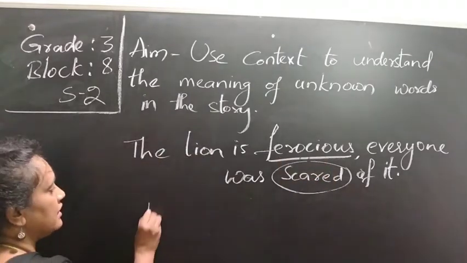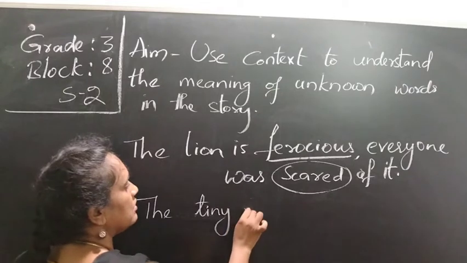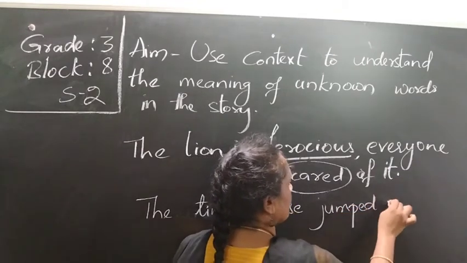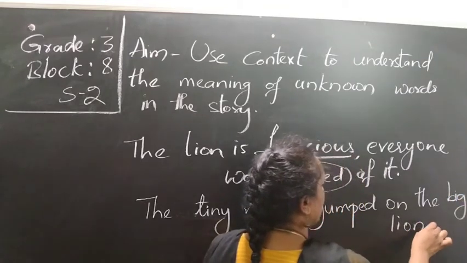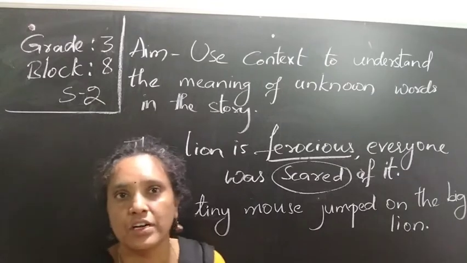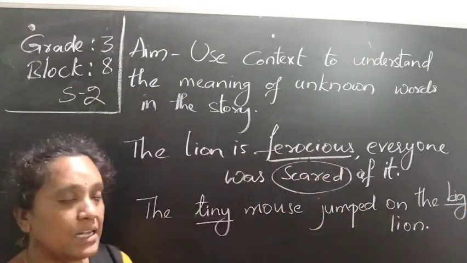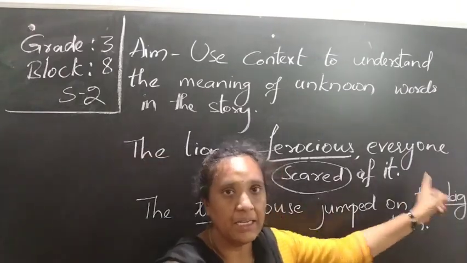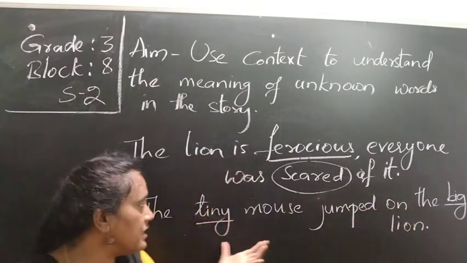Now, if I take some sentences like, the tiny mouse jumped on the big lion. I am telling that the tiny mouse jumped on the big lion. Now I can see that some opposite words are given. Here the mouse I am describing as tiny and the lion as big. Sometimes the words will be opposite. If I say big, here it is tiny. Tiny means a small mouse jumped on the big lion. The lion is very big, so automatically we can say that the mouse is tiny.